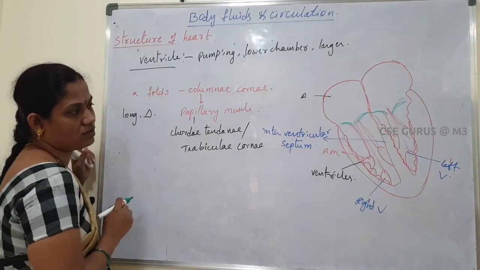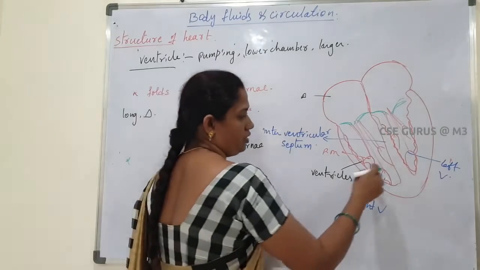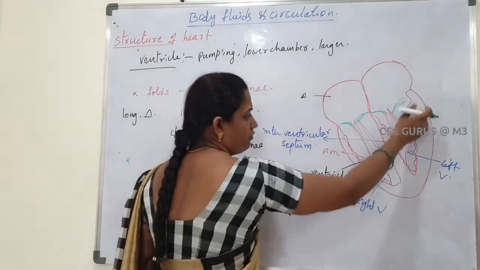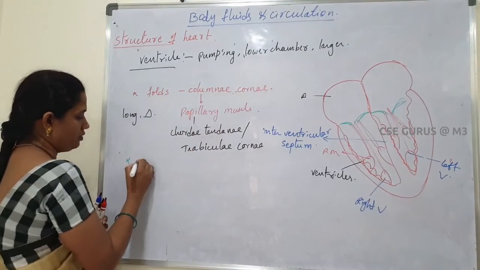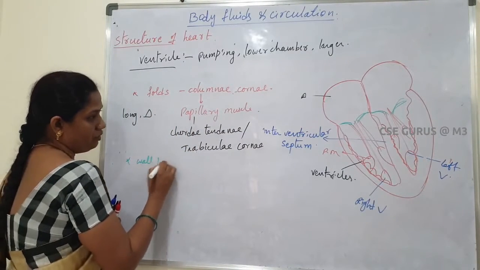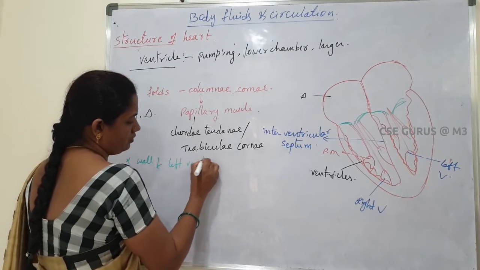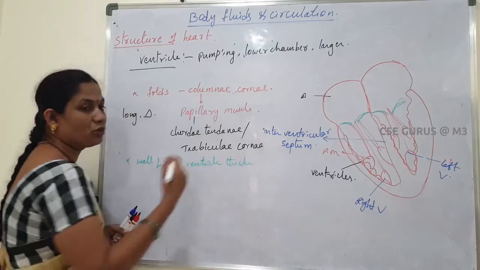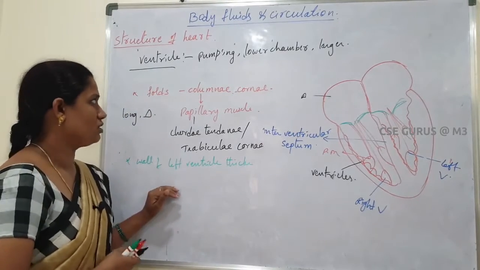Okay, this is the next point. One more point I had forgotten, about the left ventricle. The wall of the left ventricle is larger, or thicker, compared to the right ventricle. Okay, so this is about the internal structure.